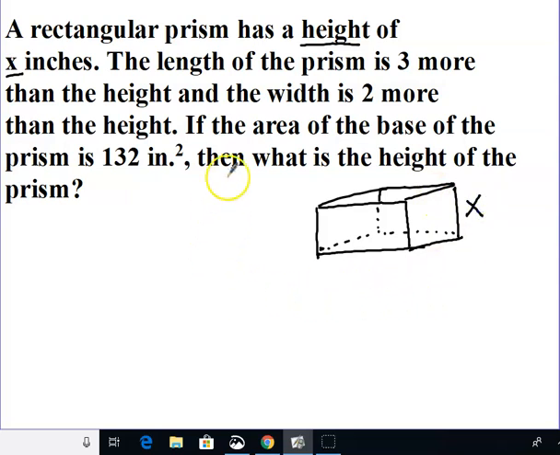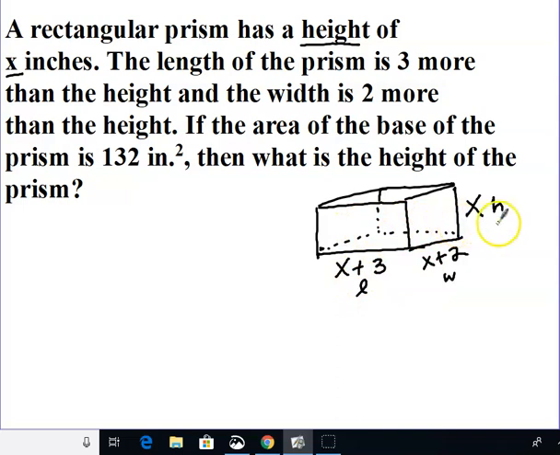So there's X. The length of the prism is 3 more than the height. So I'm going to use this as my length, and it says it's 3 more than the height. So X plus 3. The width is 2 more than the height. So 2 more than this. I'm going to call this the width, and that is 2 more. So I'm calling this my length, this my width, and this is my height.